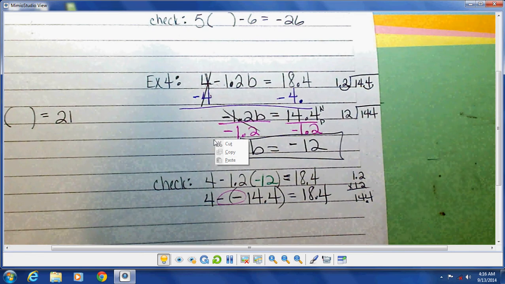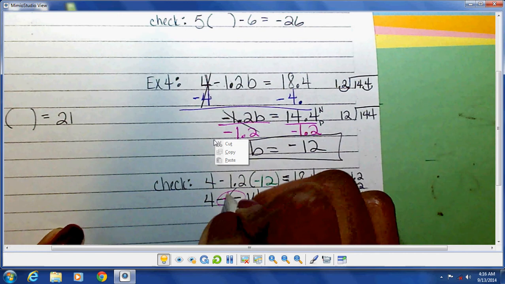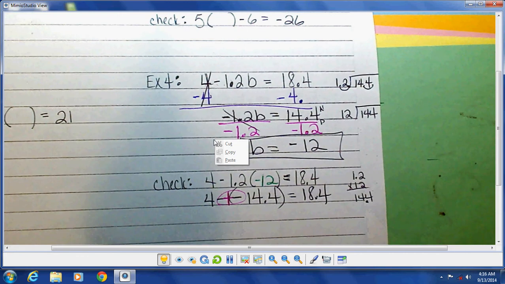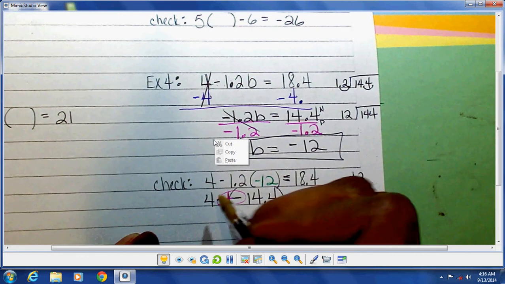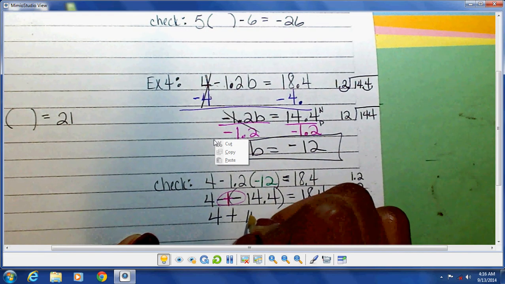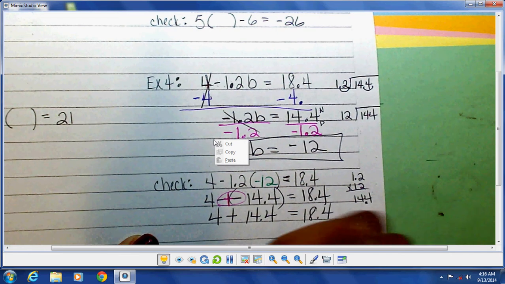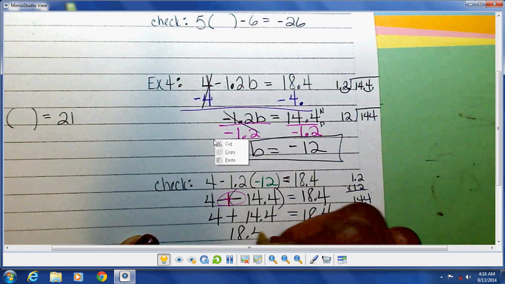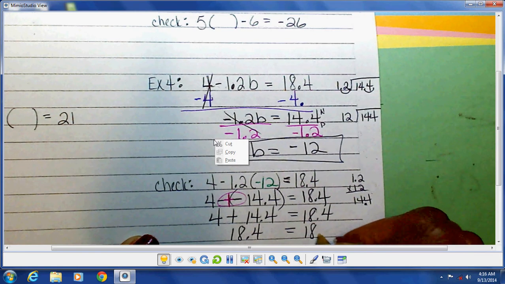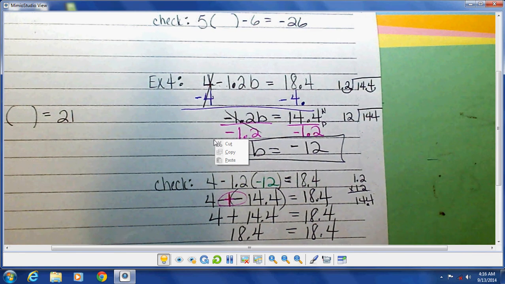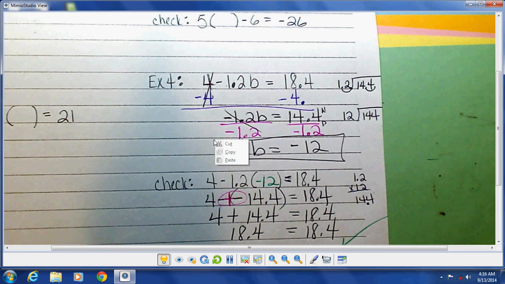Okay, now notice we have our double negative. And what happens to the double negative? Such smart babies. It becomes a positive. So what we actually have now is 4 plus 14 and 4/10 equals 18 and 4/10. And since 4 plus 14 and 4/10 is 18 and 4/10, then 18 and 4/10 equals 18 and 4/10. So that does check. Yay.